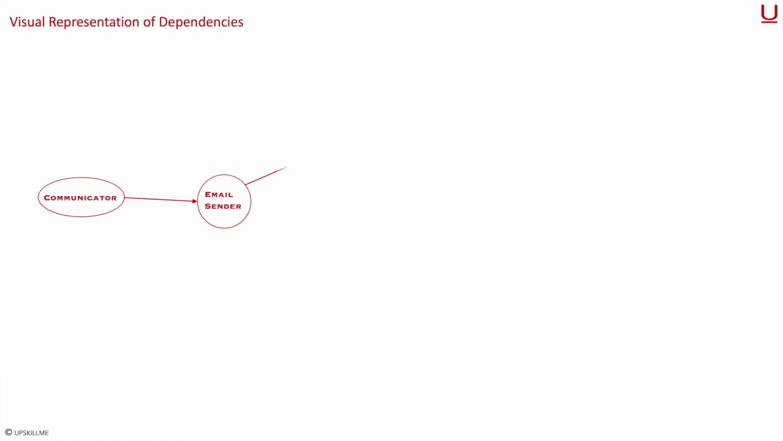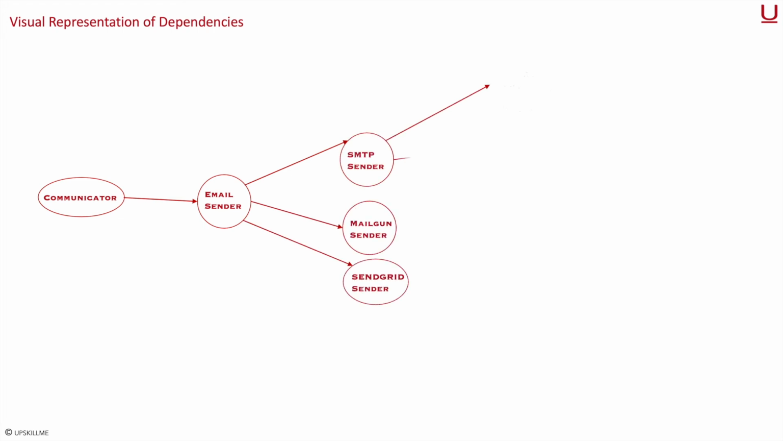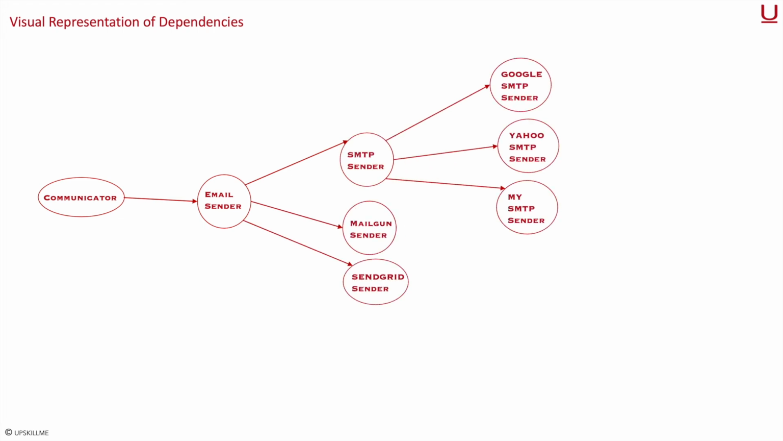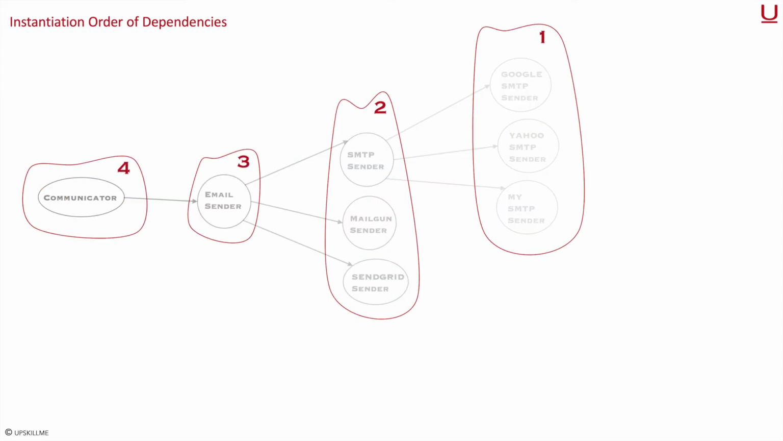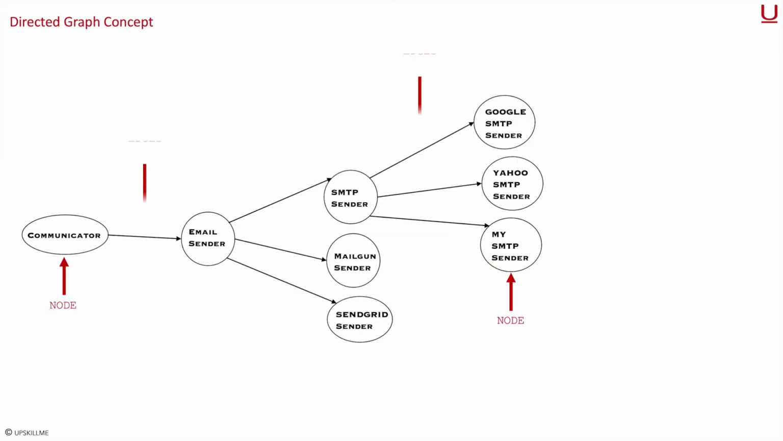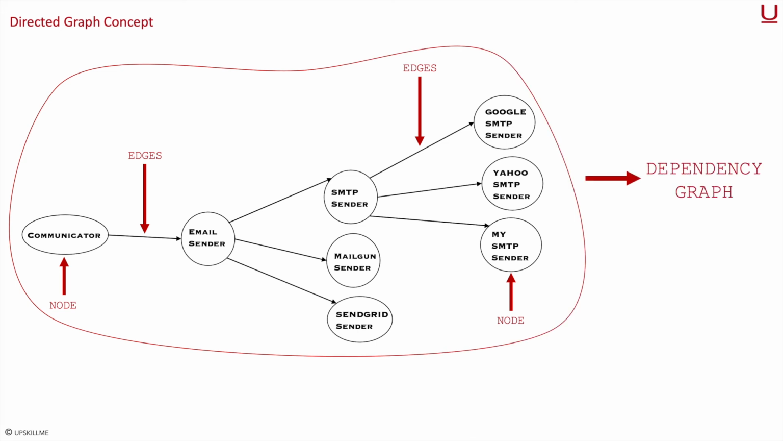Representing these small dependencies visually would look something like this. For a simple and small application, it is easy to represent dependencies and determine instantiation order. But as applications get bigger and more complex, it is not so trivial and it becomes tedious. As we can imagine, these interconnected dependencies form some kind of a directed graph. The graph, which represents the dependencies of several objects towards each other, is known as dependency graph.